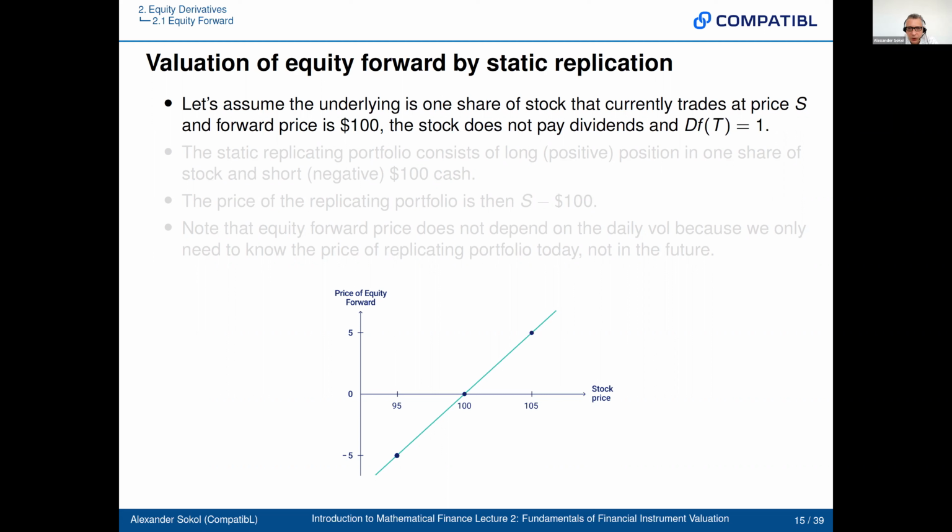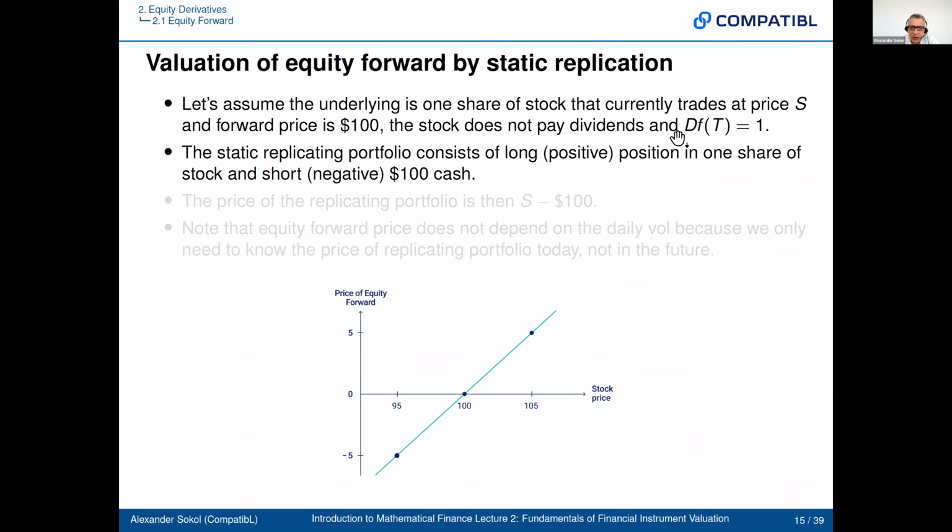So the discount factor is not 1 because there are interest rates, but for this simple model, we will first assume it's equal to 1. The static replicating portfolio for the forward consists of a long, positive position in one share of stock and a short, negative position in $100 cash.